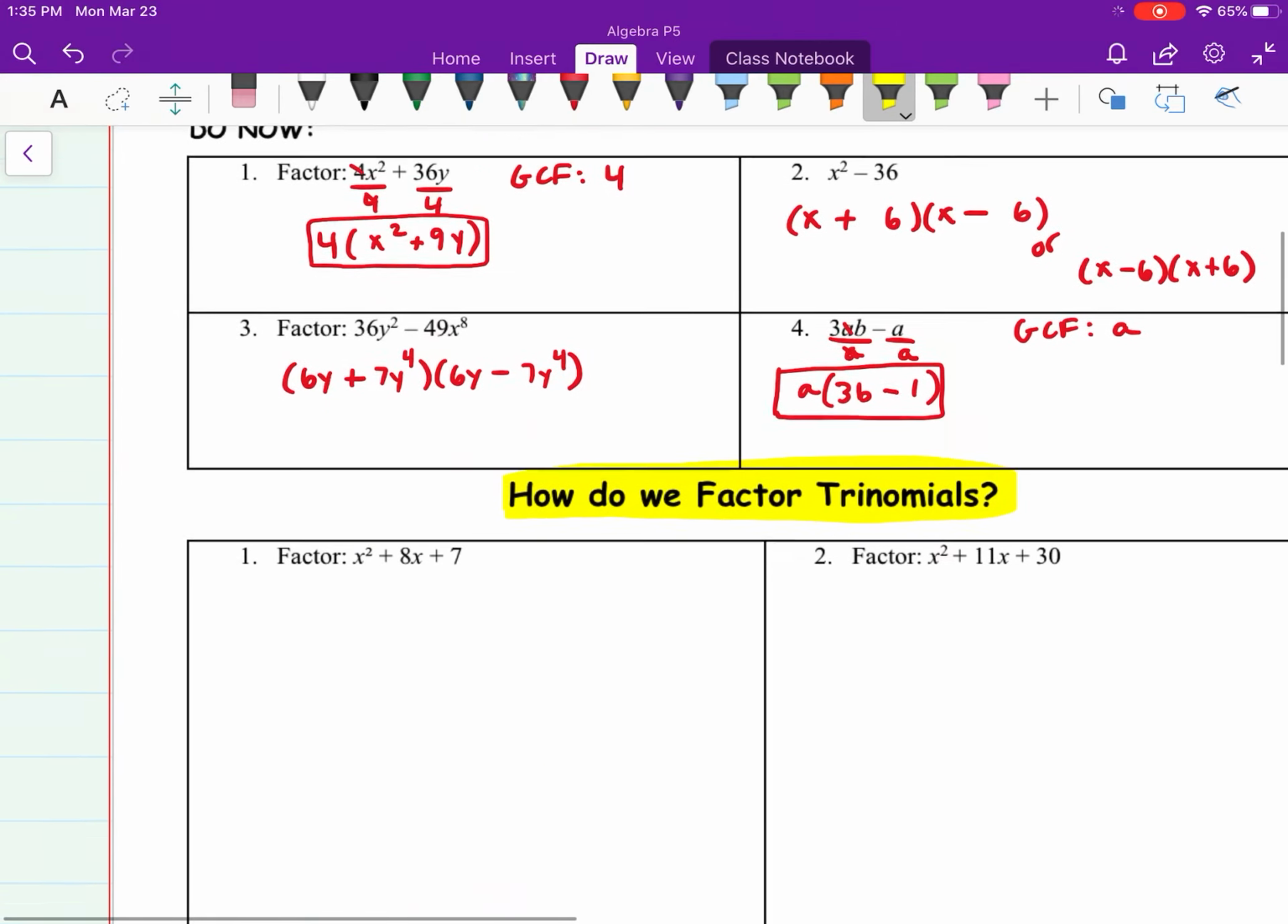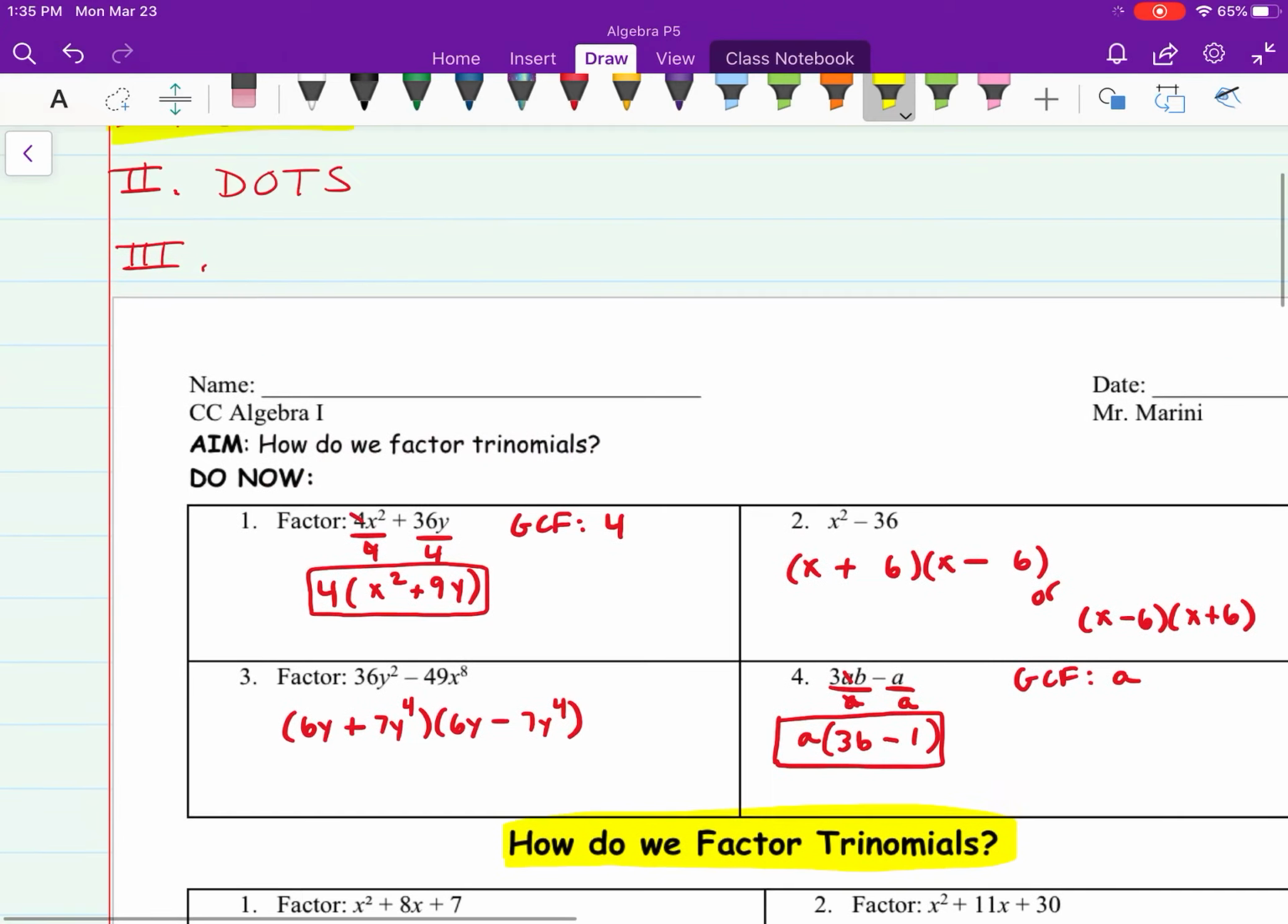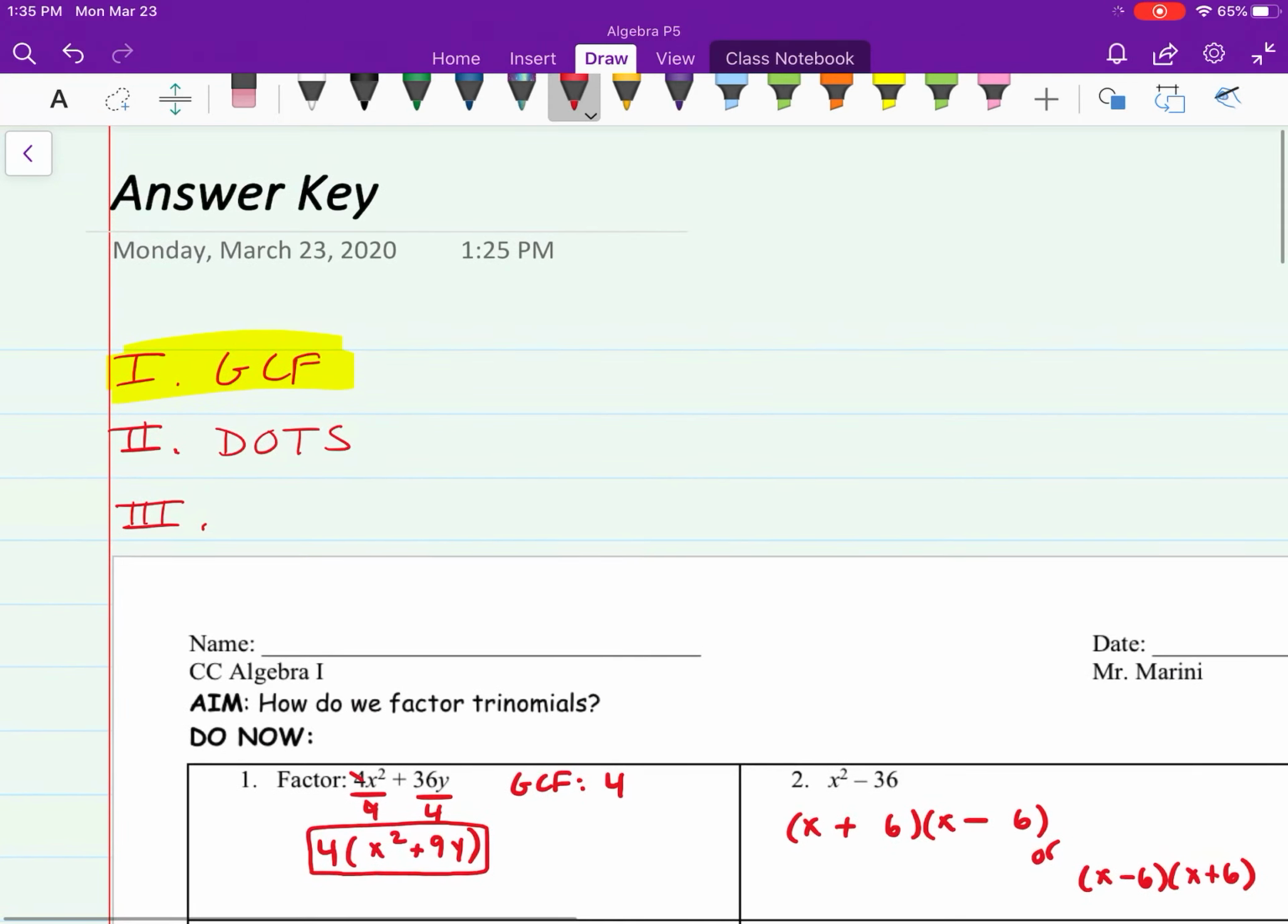GCF. So does x squared plus 8x plus 7 have anything in common? I see that x squared and 8x have x in common, and 7 doesn't have an x, so I can't say that. I don't see anything in common between all three of those terms, so it's not GCF. Now we come here to the DOTS method. Is this the difference of two perfect squares?